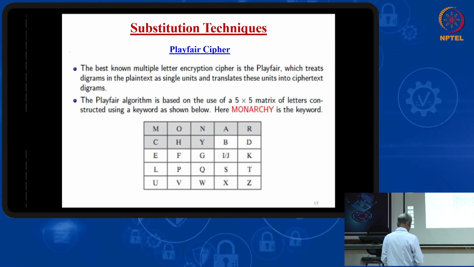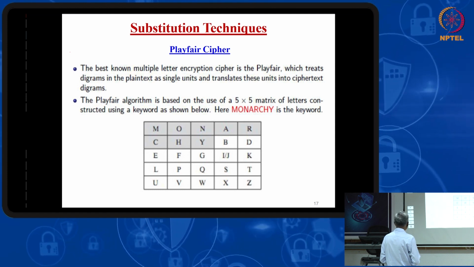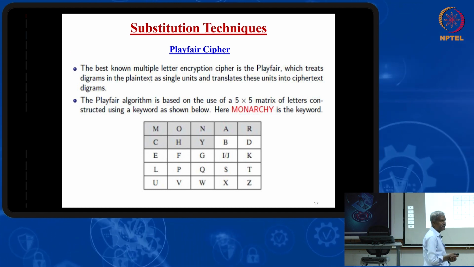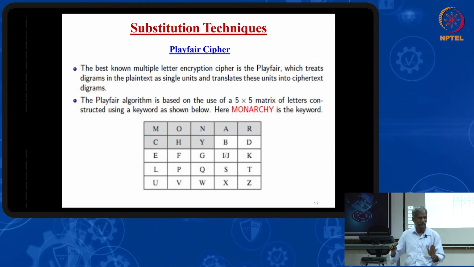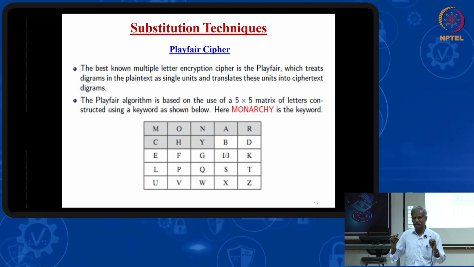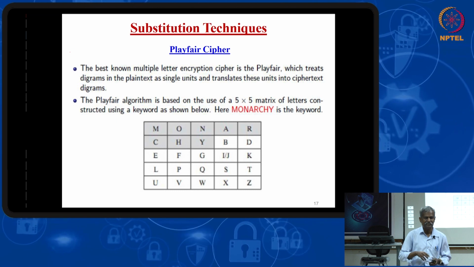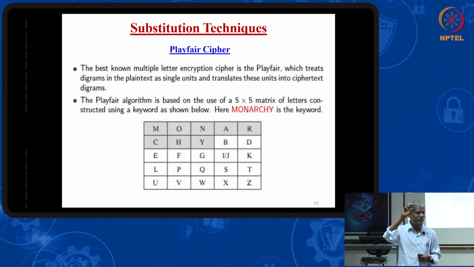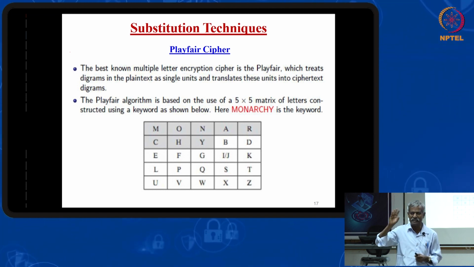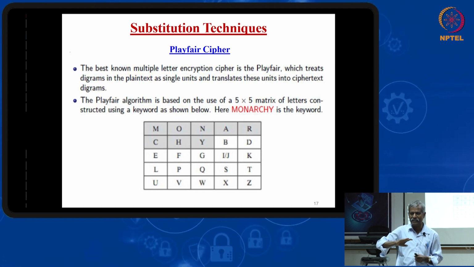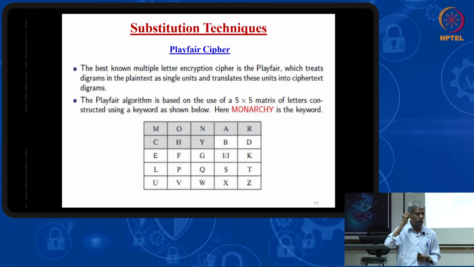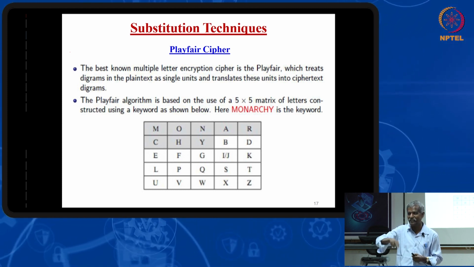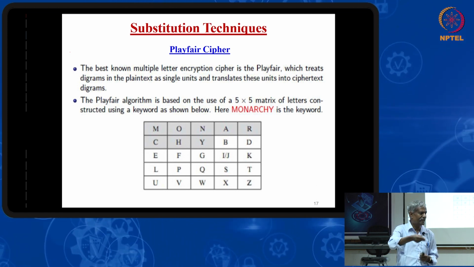One example. I want to use monarchy as the key. First I am talking about a key, then let us come to plain text. Monarchy is the key. We will be arranging the alphabets in a 5 by 5 square. 26 alphabets are there, but I and J have less frequency, therefore I and J will be put in the same square. All the others will be put in different squares. But you have to choose a key. First you write the key, then the remaining letters other than the key.